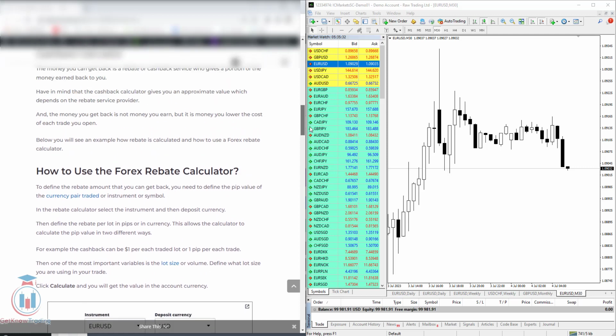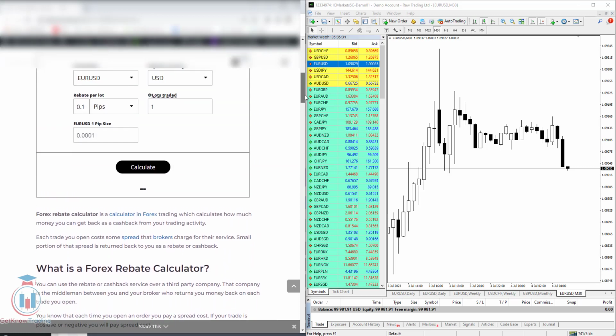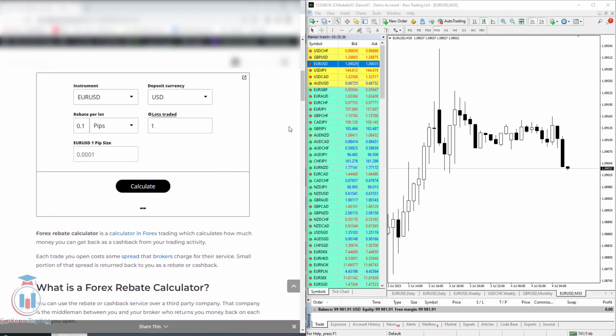So the rebate calculator gives you information how much money you would get back from your broker, and that is from your third party, that is between you and broker. He gives you back for any lot that you trade. So for example, if you have a company that gives you 0.1 pips per lot, one lot traded, you will see for the EURUSD you get $1.